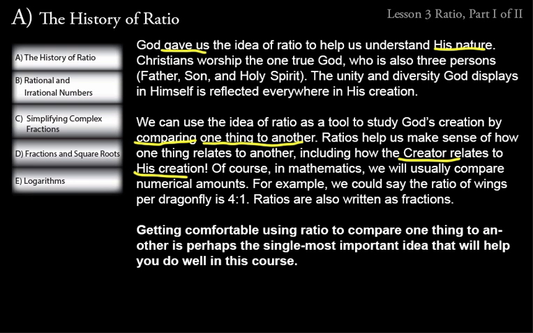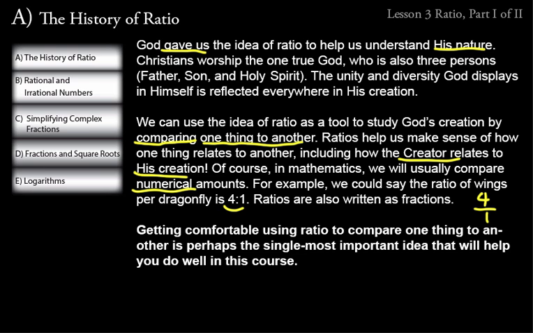Of course, with this idea of ratio in mathematics, we're comparing numbers, numerical amounts. So we could say the ratio of wings per dragonfly in that photo I showed earlier is 4:1. Ratios are also written as fractions, so 4/1 is another way to write that. So that word ratio has profound implications for understanding God's creative ways and understanding His Word, understanding His creation. It's super important in this course because it applies in one way or another to all of the 10 major topics covered in this course.